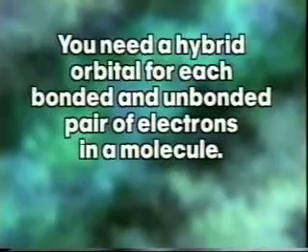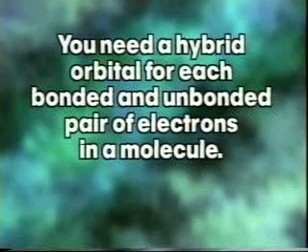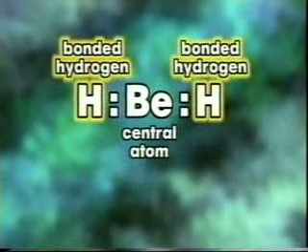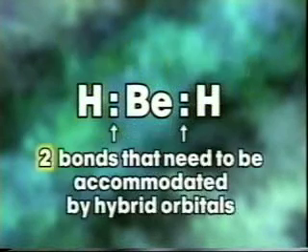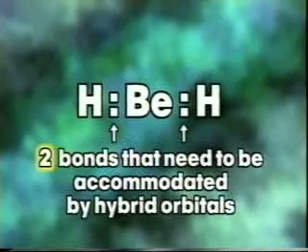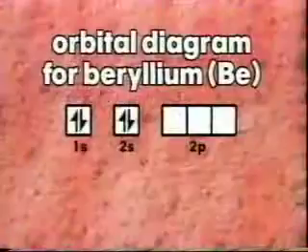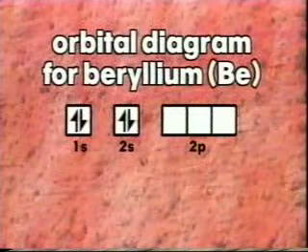So, you need a hybrid orbital for each bonded and unbonded pair of electrons in a molecule. For example, here's the Lewis structure for beryllium hydride. Beryllium is the central atom and the hydrogens are bonded to it. According to the Lewis structure, there are two bonds that need to be accommodated by hybrid orbitals, so there will be two hybrid orbitals. Now let's look at the orbital diagram for beryllium.